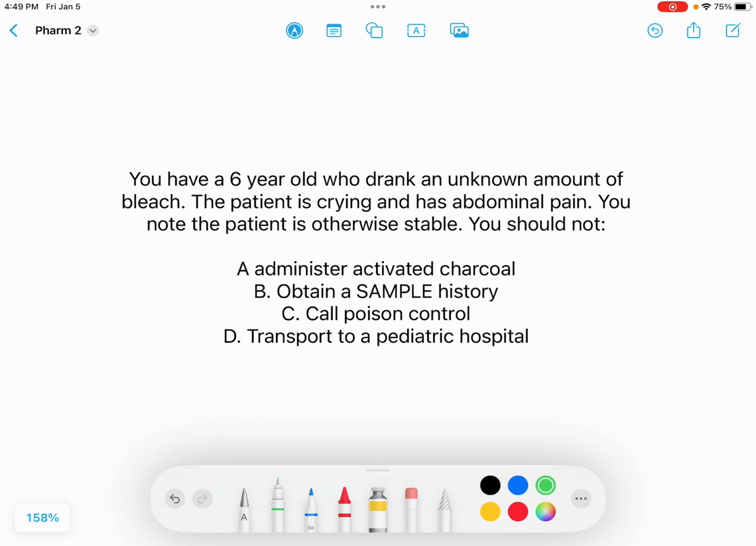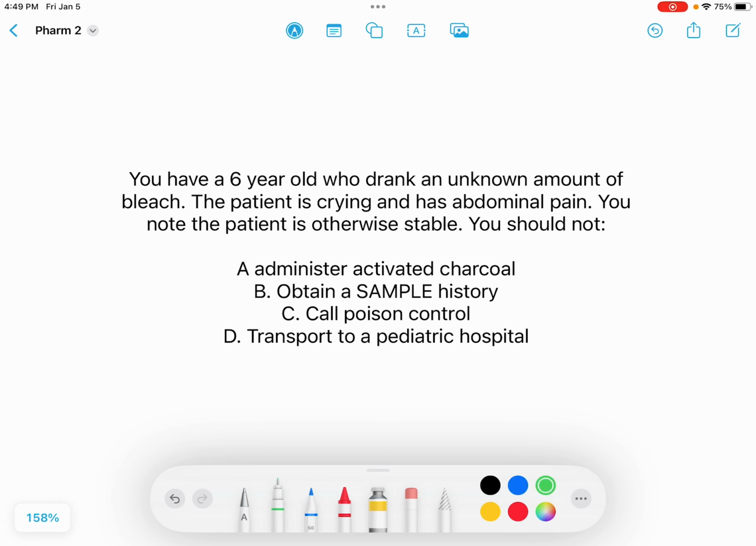So gasoline, bleach, ammonia, anything that is a strong acid or a strong alkaline, of which bleach is a strong alkaline and can actually cause burns to the airway and the GI tract. Activated charcoal is contraindicated in that patient.